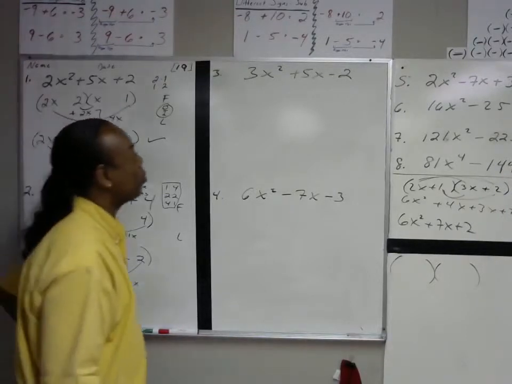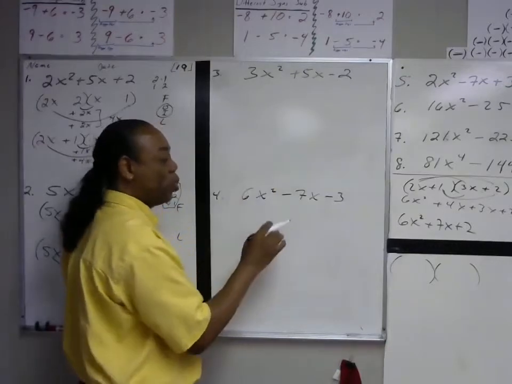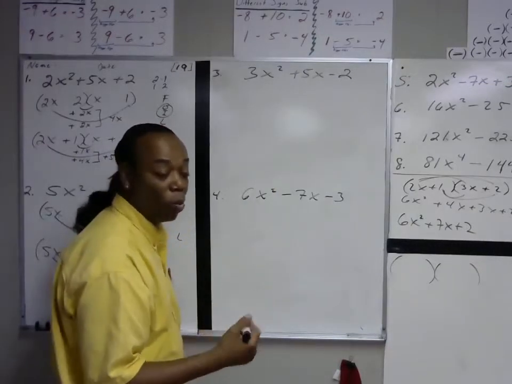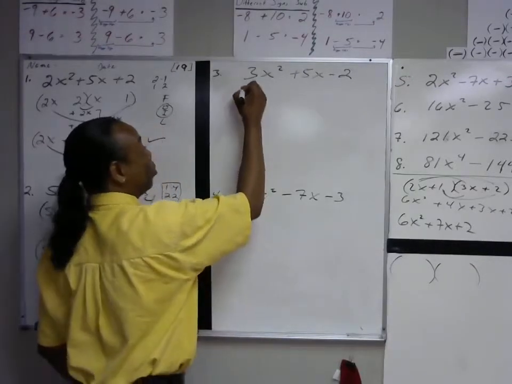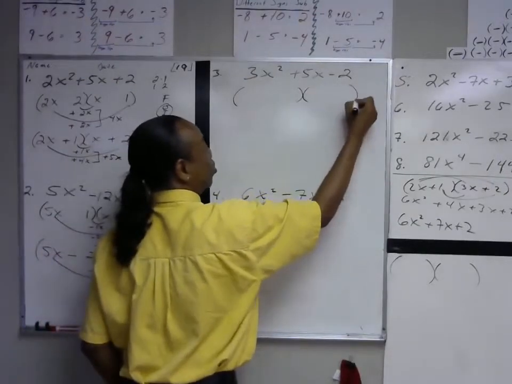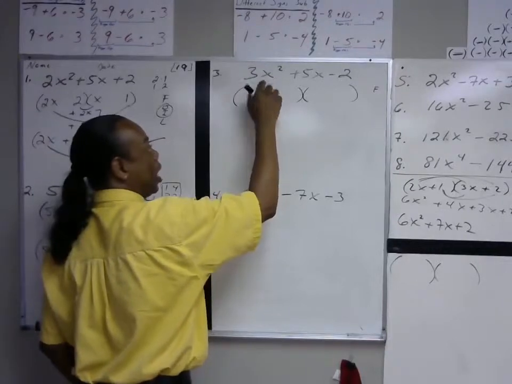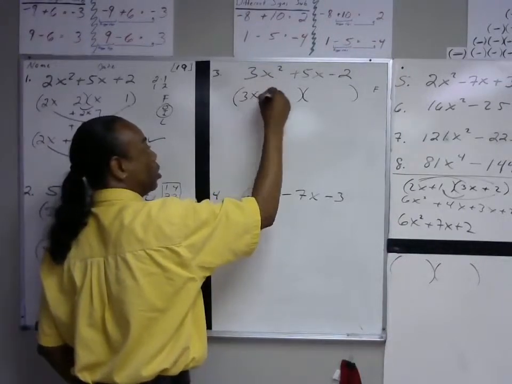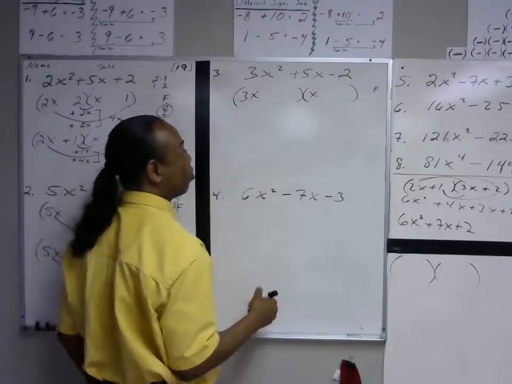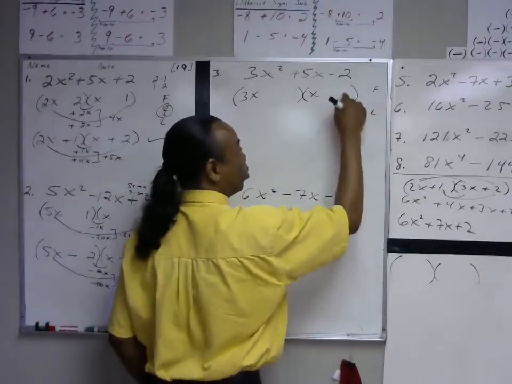Okay, number 3. Again, this is a trinomial. It used to be a binomial. We're going to figure out what the 2 binomials were. So let's look at the first term, which is the 3x squared. I'm going to say that used to be 3x times x for the first. Now let's look at the last term, which is 2.